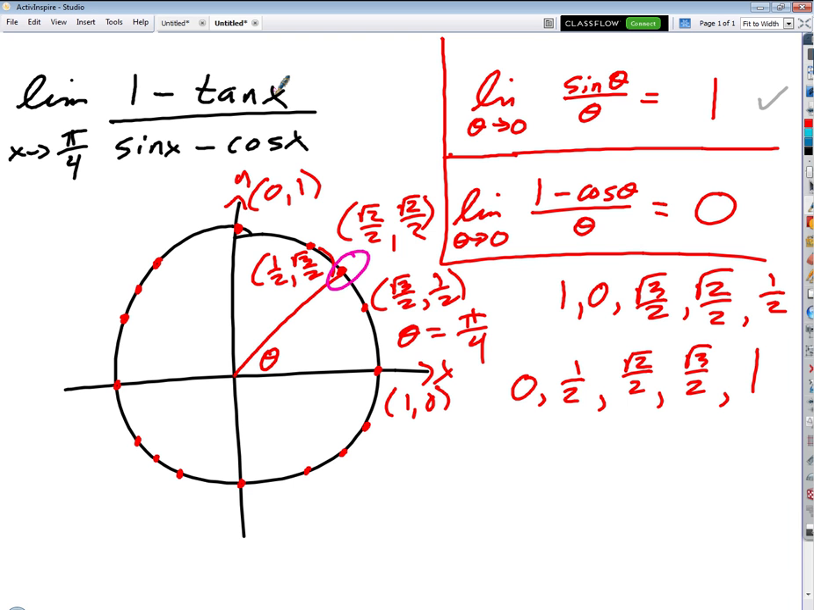Yeah, none of these limits are going to help us, are they? We could make them help us by doing a phase shift, but that's hard. We don't want to do that. So what's got to happen here then? Clancy, what's got to happen here?